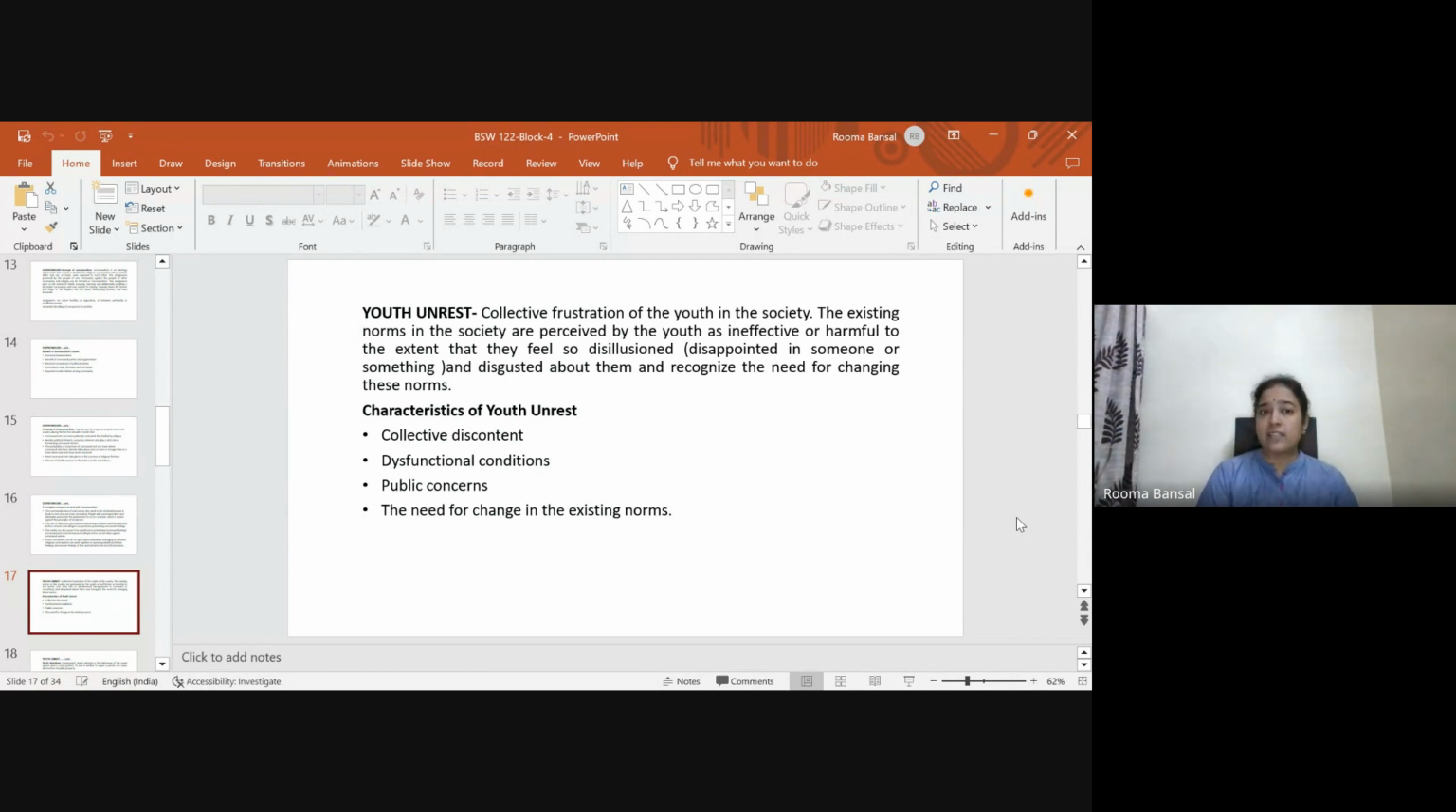Characteristics of youth unrest: collective discontent, dysfunctional conditions, public concerns, the need for change in the existing norms. It means the youth of the country, a major part of the young adults, are thinking that the policies, rules, regulations and norms available in the society or in the government law are not up to the mark. They need to be changed. Why? Because if they are not useful, then definitely we should change the rules and regulations.